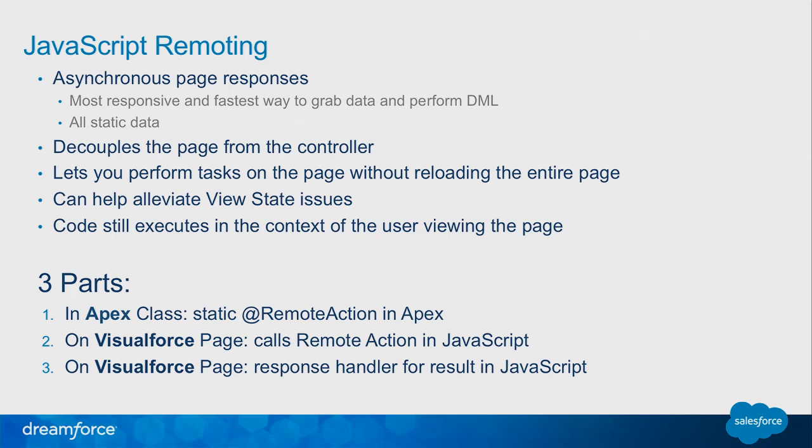So how do we actually go about writing this? There's three main parts. In our Apex controller class, we've got to have a static method that's got the @RemoteAction annotation on it. We'll see that in a moment. Then in the Visualforce page, we're going to have some JavaScript that actually makes a call into that, and then a little bit more JavaScript that handles the result and the response back, be it good or bad. We'll just run through those three pieces.